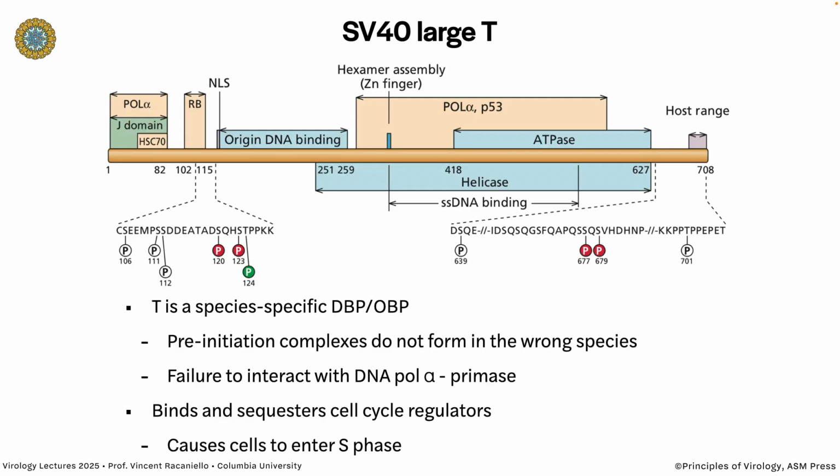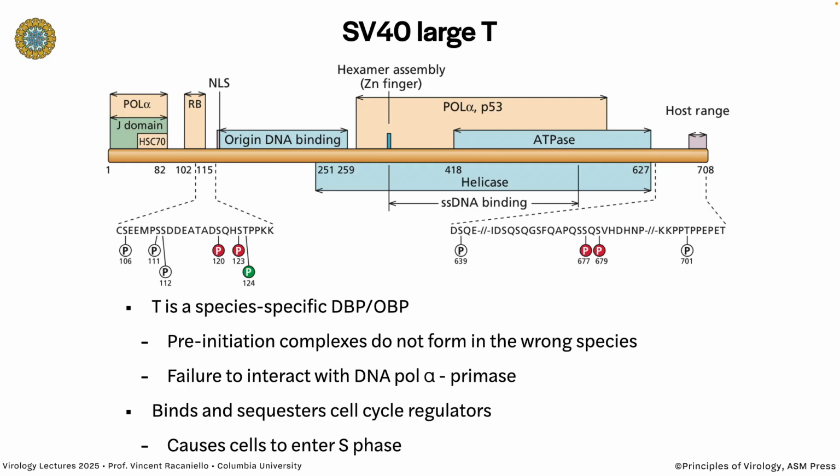Now we're going to come back to large T in a couple of lectures. So I want to show you this protein. This is the most studied protein on the planet. Every amino acid has been changed, and the properties of the protein have been studied. So there's the protein at the top. It is 708 amino acids long. And some of the features of the protein are shown here. We'll go through a few of them.